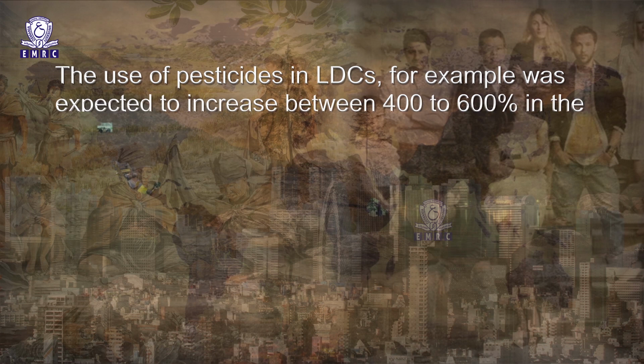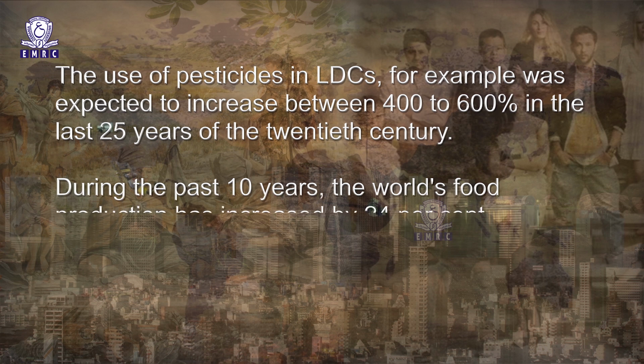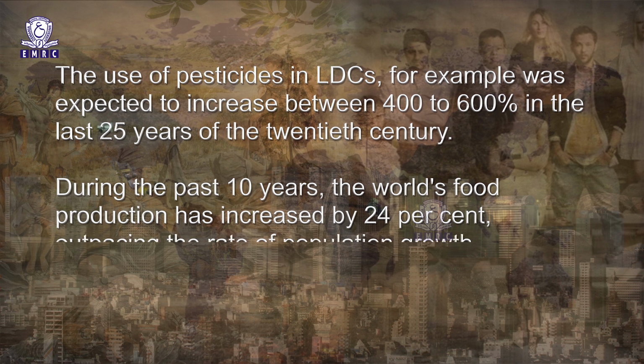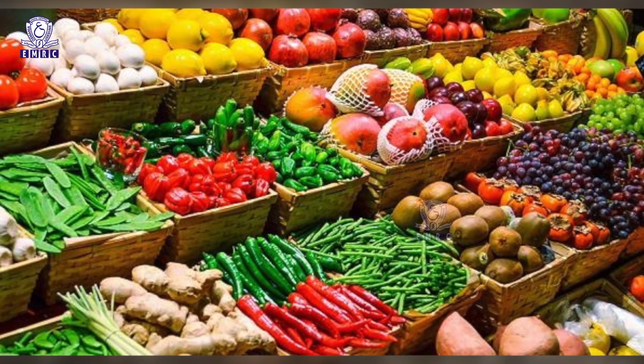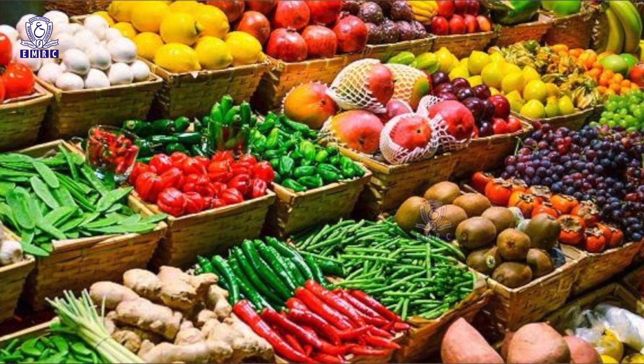The use of pesticides in LDCs, that is less developed countries, for example, was expected to increase between 400 to 600% in the last 25 years of the 20th century. During the past 10 years, the world's food production has increased by 24%, outpacing the rate of population growth. However, this increase was not evenly distributed throughout the world.